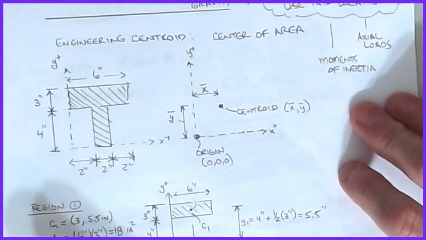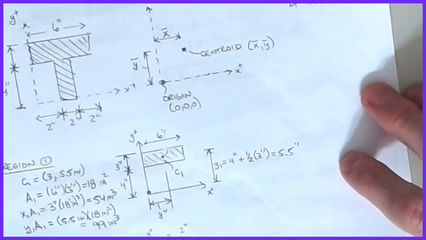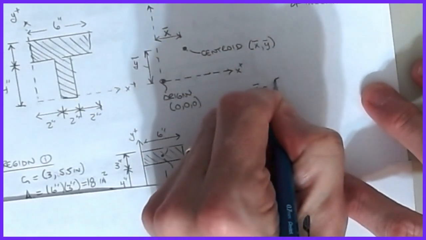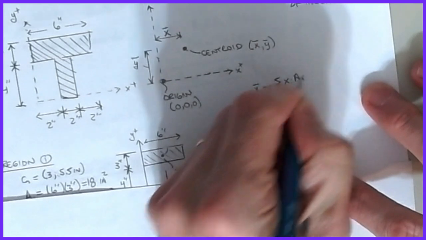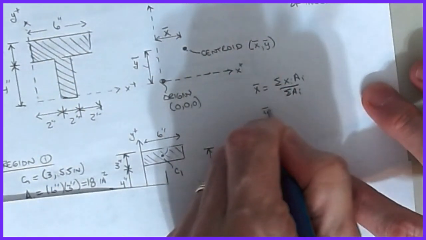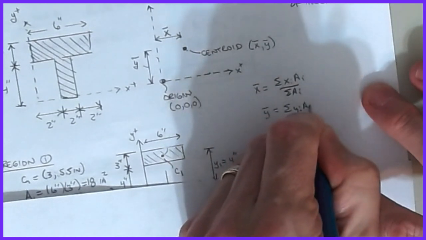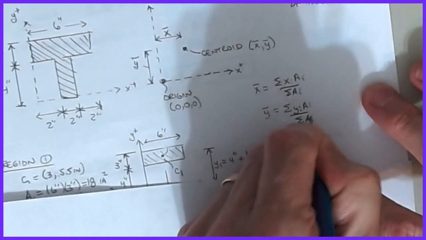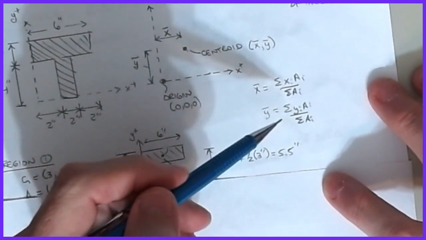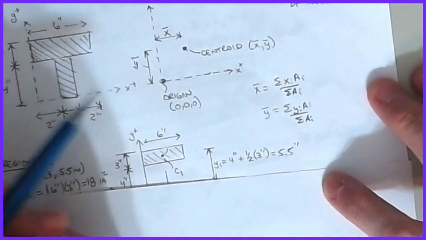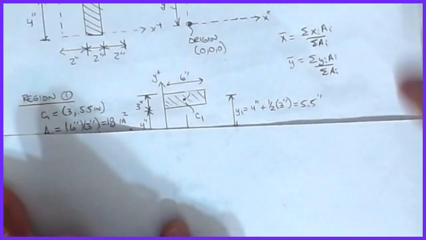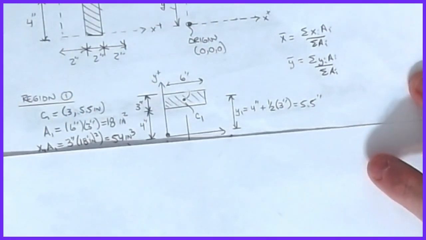All right, so the formulas that we look for x bar and y bar look something like the following. x bar is equal to the sum of xi ai over the sum of the ai, and y bar is the sum of yi ai over the sum of ai, where i is all of the regions. Now this is the discrete formulation. There is an integral formulation, but you've probably seen this, so I want to get through this fairly quickly and get on to the moments of inertia and some of the more important topics. But it is a good, useful review to go through.